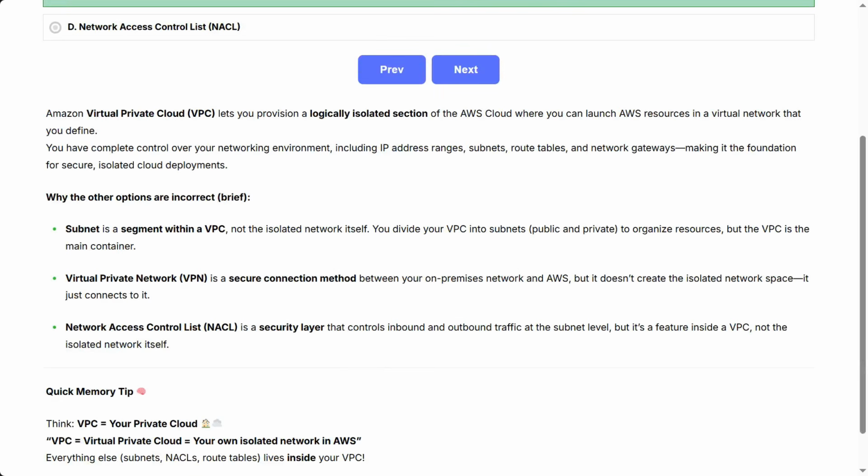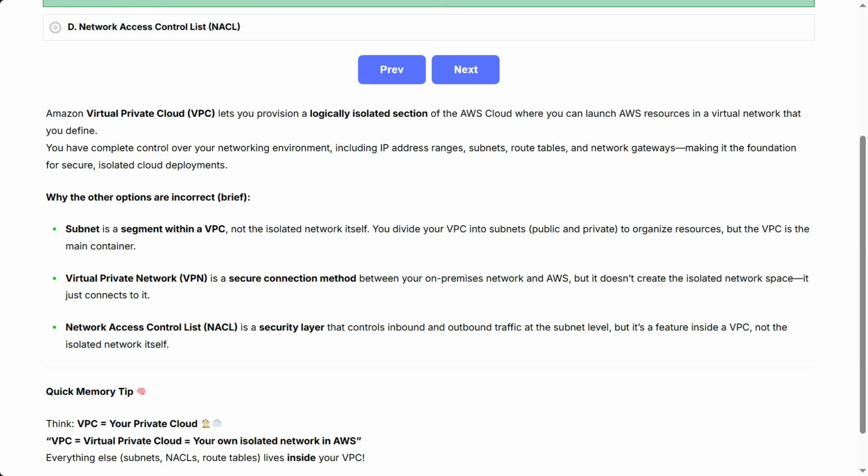You have complete control over your networking environment, including IP address ranges, subnets, route tables, and network gateways, making it the foundation for secure, isolated cloud deployments. Why the other options are incorrect? Subnet is a segment within a VPC, not the isolated network itself. You divide your VPC into subnets, public and private, to organize resources, but the VPC is the main container.